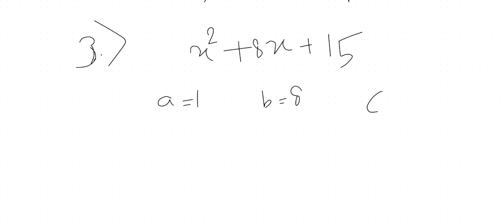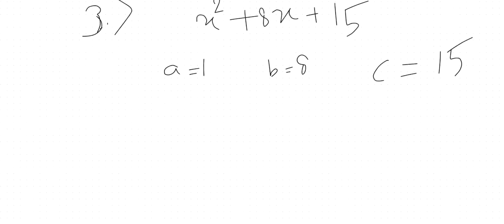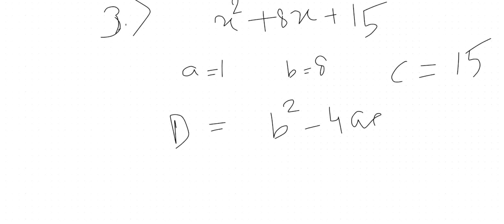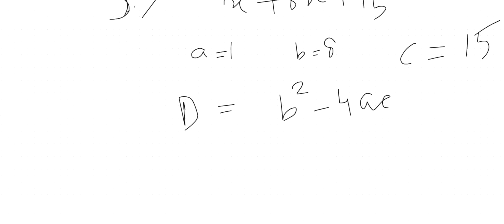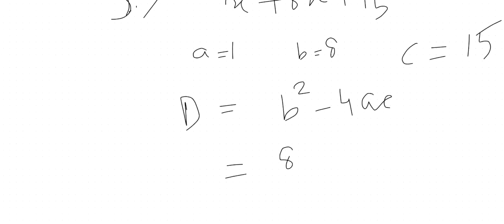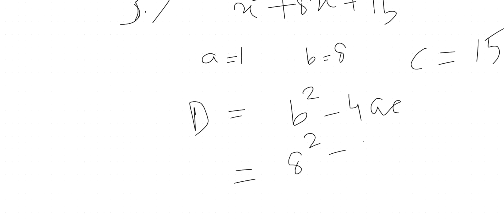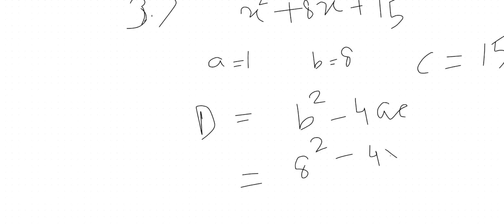Now, if you have a equal to 1, b equal to 8, and c equal to 15, you can use the formula for discriminant. The formula for discriminant is b square minus 4ac, as I have discussed earlier. When you use it, you figure out that this is 8 square, and this is 4 into 1 into 15. And as a result, when you solve this, you will get a positive discriminant.